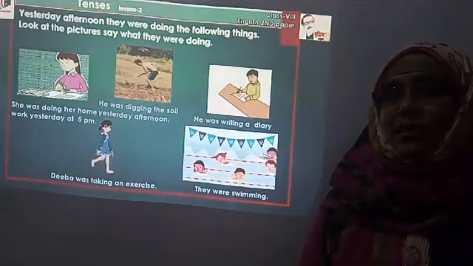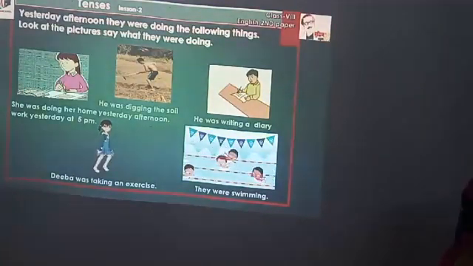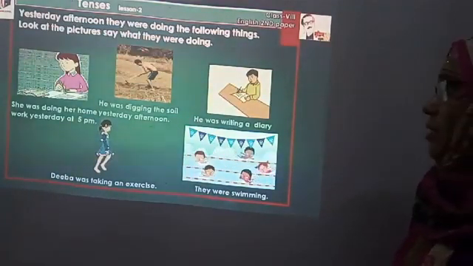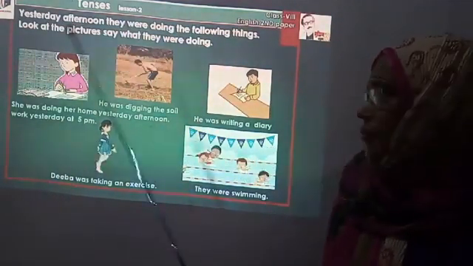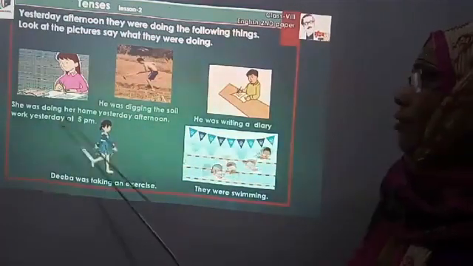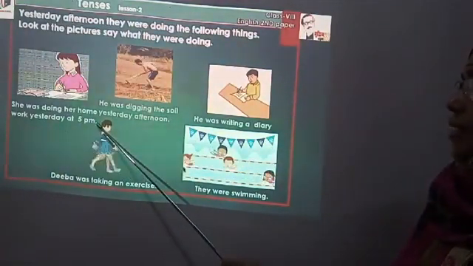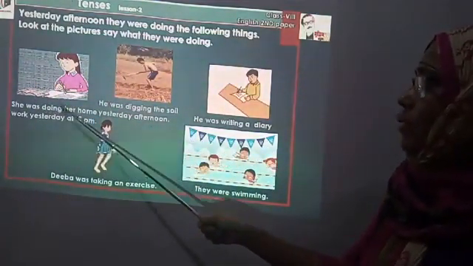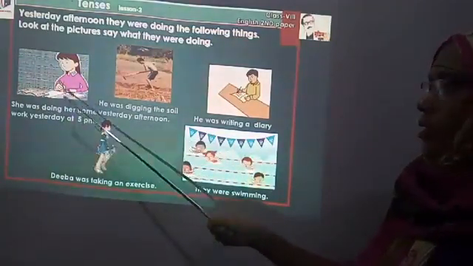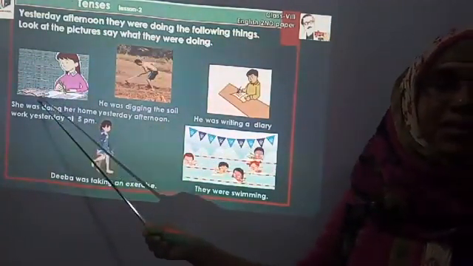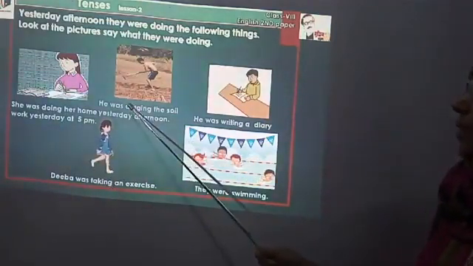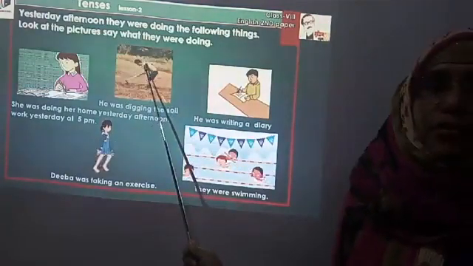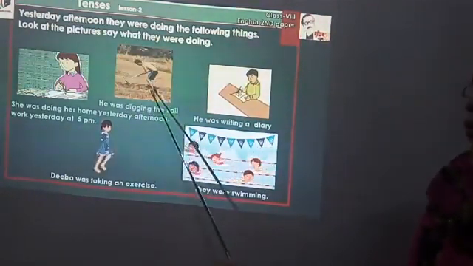These actions happened in the past, and they were also continuing. In a past situation, the action was going on. She was doing her homework yesterday at 5 p.m. That means yesterday at 5 p.m., her action was going on. Doing homework, she was doing. At the past time, the action was going on. He was digging soil yesterday afternoon. This is also yesterday, the action was going on.